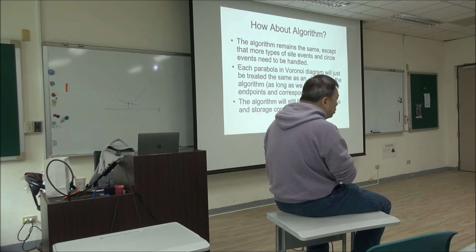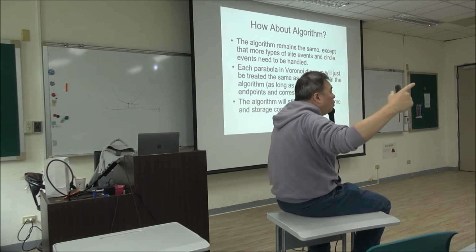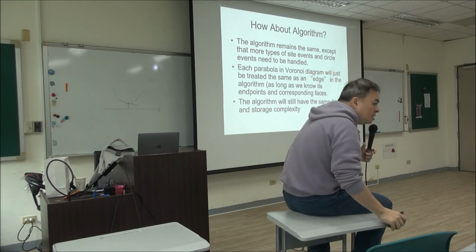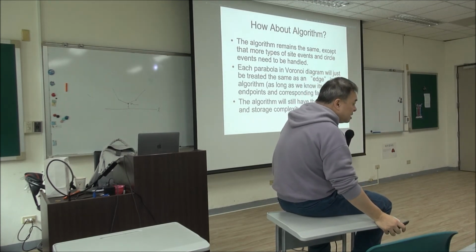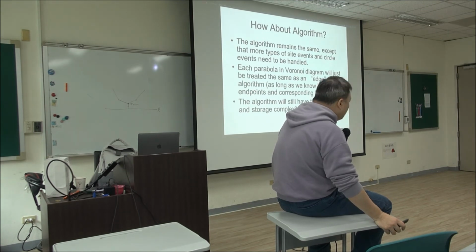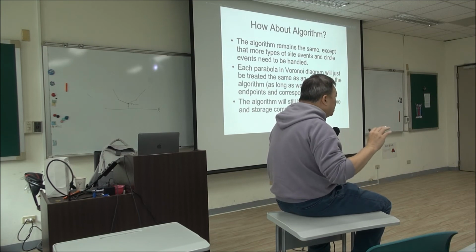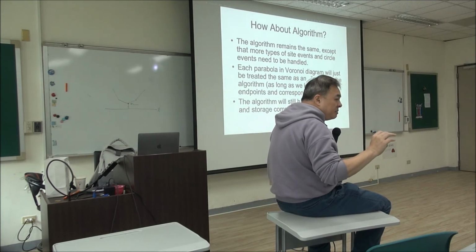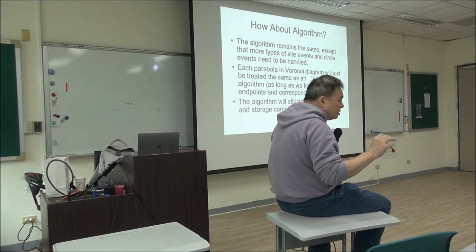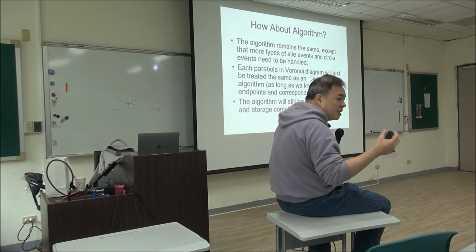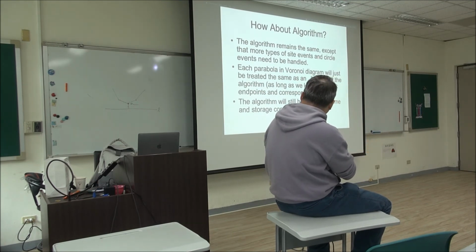Remember, eventually we are going to store the whole Voronoi diagram in a doubly connected edge list, right? So here we have to extend the definition of the doubly connected edge list a little bit, because in the original doubly connected edge list, we do not have parabola as an edge. But now we can extend it a little bit to consider the parabola as an edge.